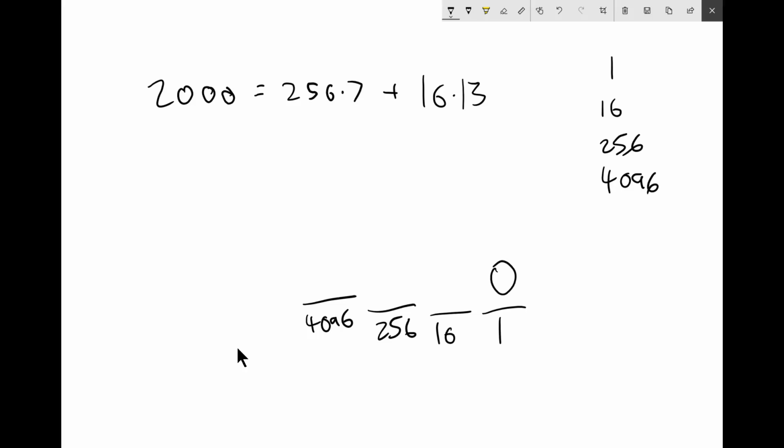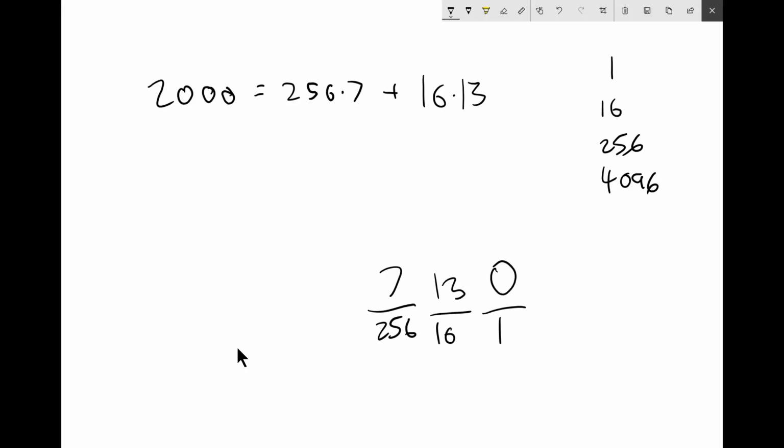How many 16s do we have? We have 13 16s. How many 256s do we have? 7. And how many 4096s? 0. So we can just get rid of that to make it easier to understand. So 7, 13, 0. And anybody that knows hexadecimal may have realized that 13 isn't actually in hexadecimal form. So let's talk about that now.